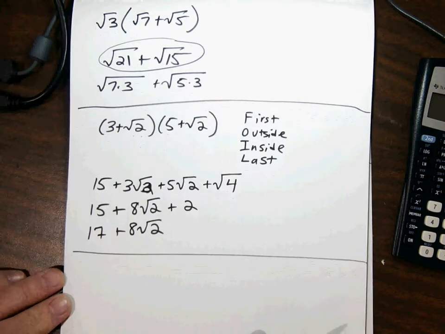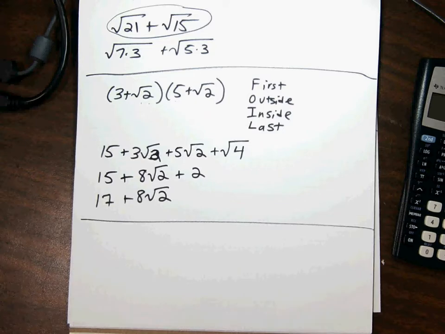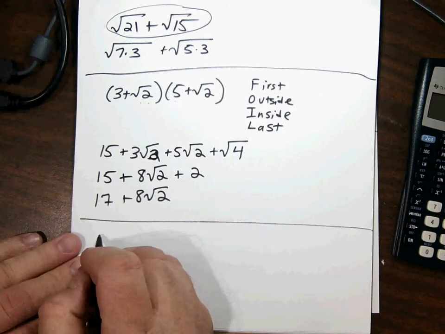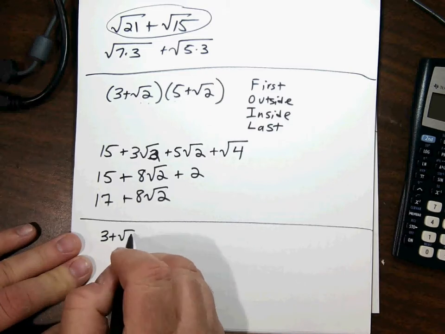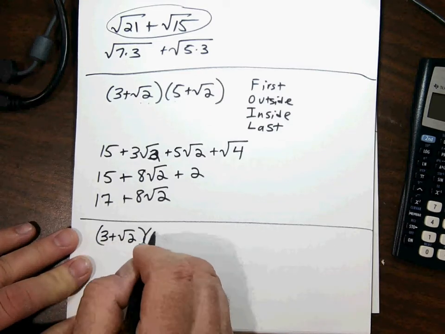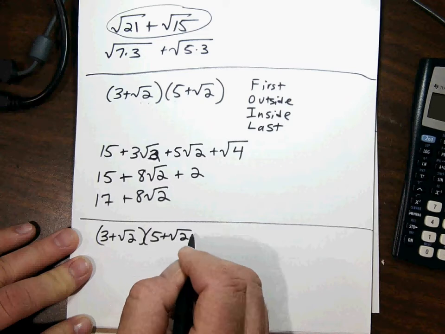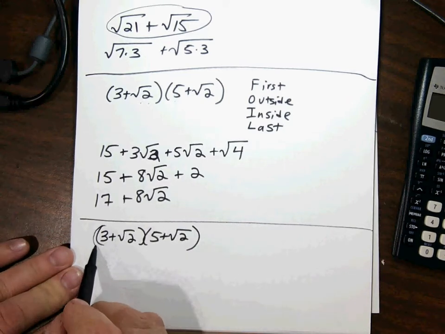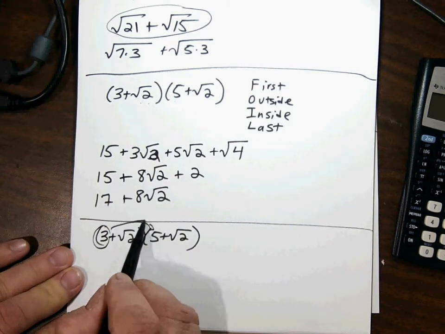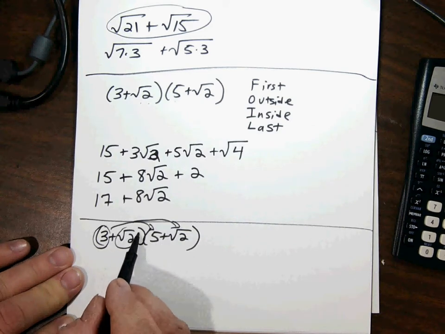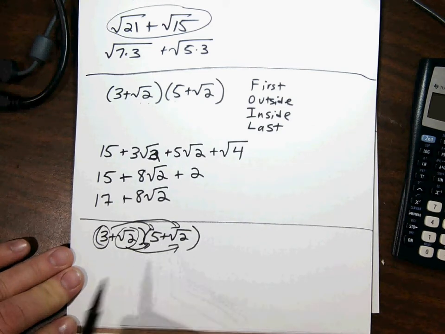Another way to accomplish the same thing. Some people just don't like to bother themselves with this acronym of FOIL and all that business. But another way to treat the same thing, it's really just a more involved process of distributing. I'm going to take this 3 and distribute it across to both pieces. And then I'm going to take this radical 2 and I'm going to distribute it across to both pieces.